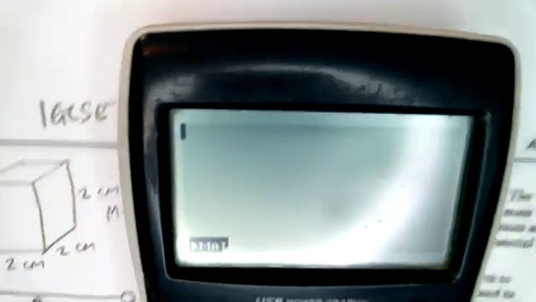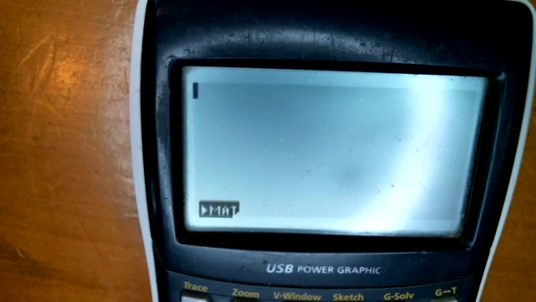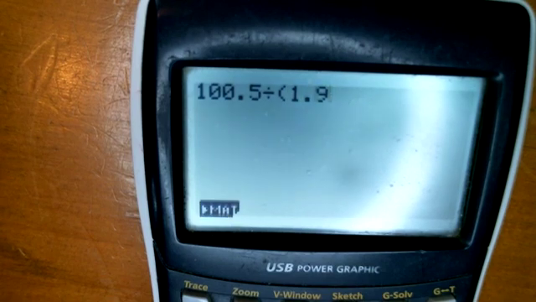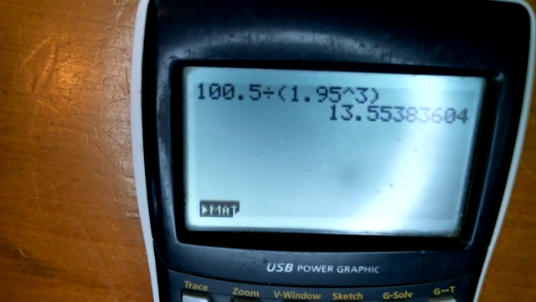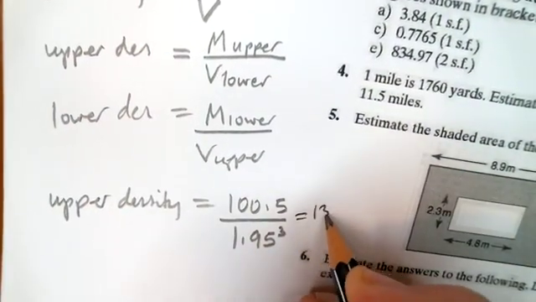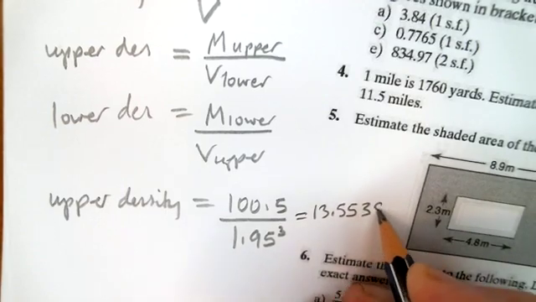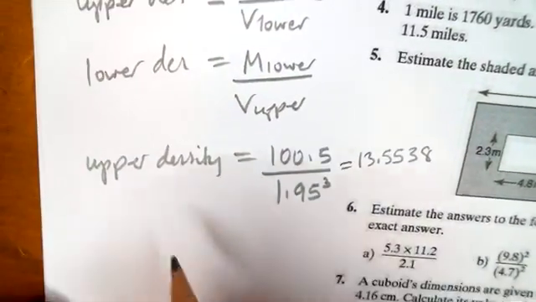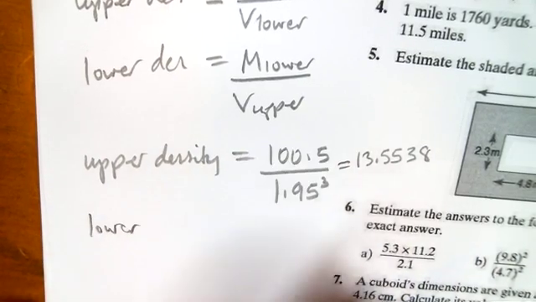So let's see what that would come to. Here's a calculator. I'll just quickly throw that in now. And we're going to have 100.5 divided by 1.95 cubed. There we go. And we get 13.5555555. So I'm just going to call that 13.5538. Let's write that in first of all. 13.5538. That'll do for now, okay? We won't worry about the units. Let's do the lower now. And then we'll have a look and see what accuracy they wanted.